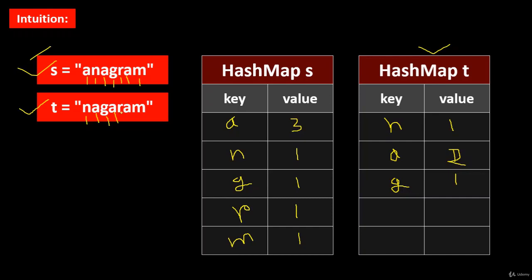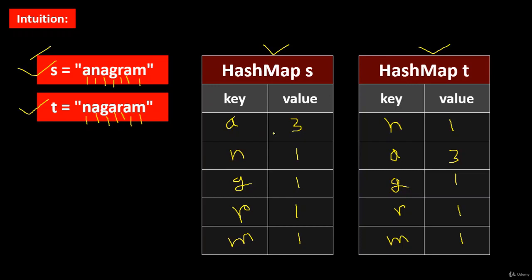Then r. R does not exist, so let's add r and as value 1. Then we have a, so let's increase the value of a since a already exists. Now the value of a is 3. Then we have the character m, and m does not exist in this hash map, so let's add it and value 1. Now we have constructed these two hash maps: hash map s for string s, hash map t for the string t.